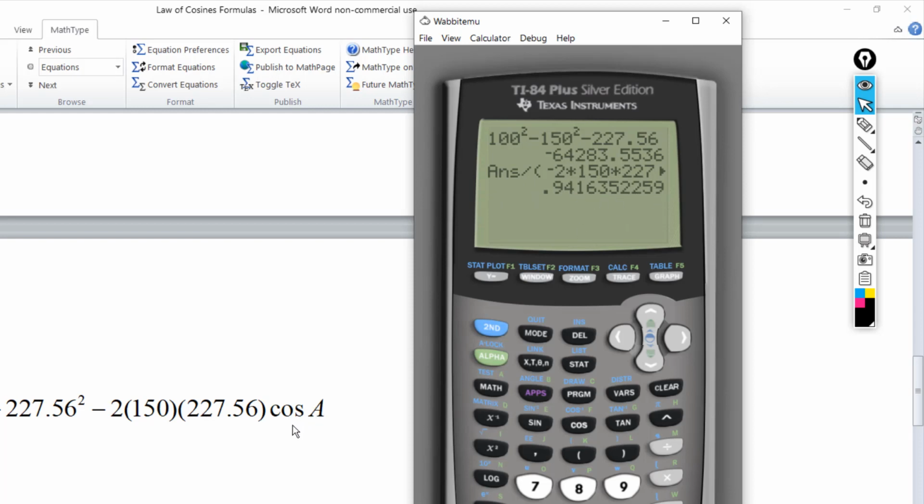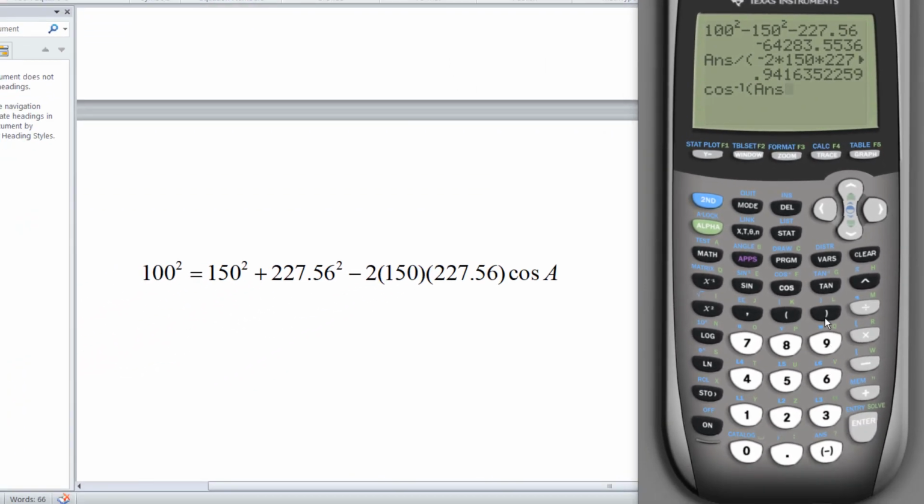So basically we have cosine of A equal to 0.9416352259. To solve for A, we take the cosine inverse of both sides. On the left side, I would get A. So it's the cosine inverse of that number. Let's just do it this way: second, answer, and hit enter. And we get 19.67. Remember, we're dealing with degrees.